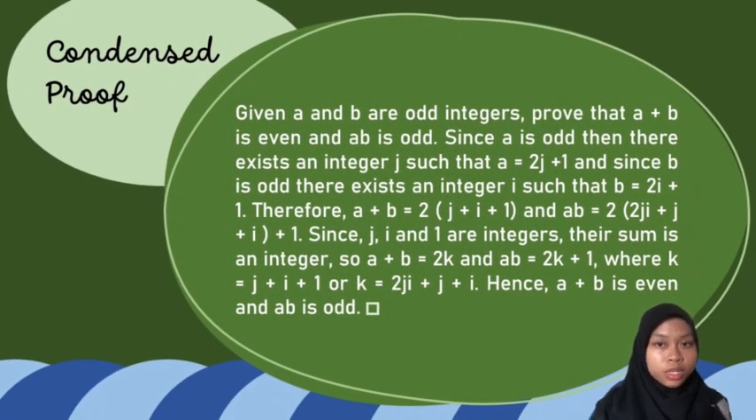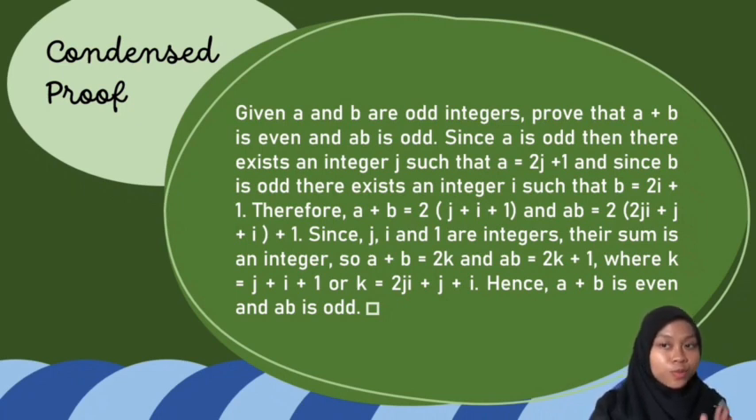Given A and B are odd integers, prove that A plus B is even and AB is odd. Since A is odd, there exists an integer j such that A equal to 2j plus 1, and since B is odd, there exists an integer i such that B equal to 2i plus 1. Therefore, A plus B equal to 2(j plus i plus 1) and AB equal to 2(2ji plus j plus i) plus 1.